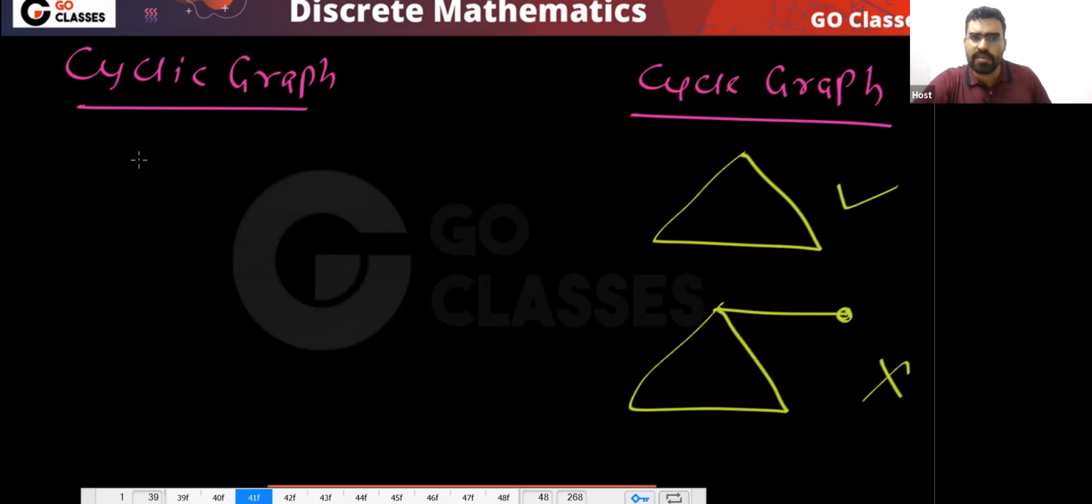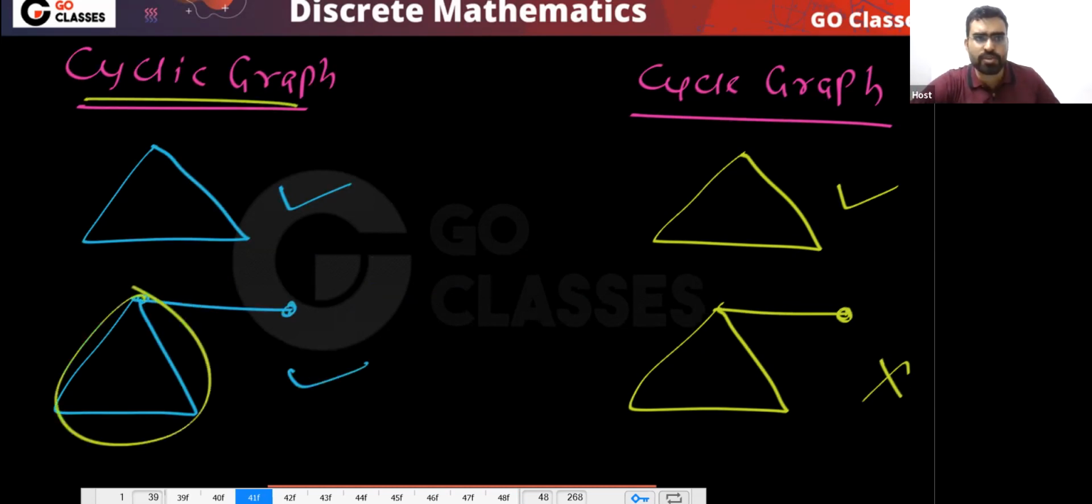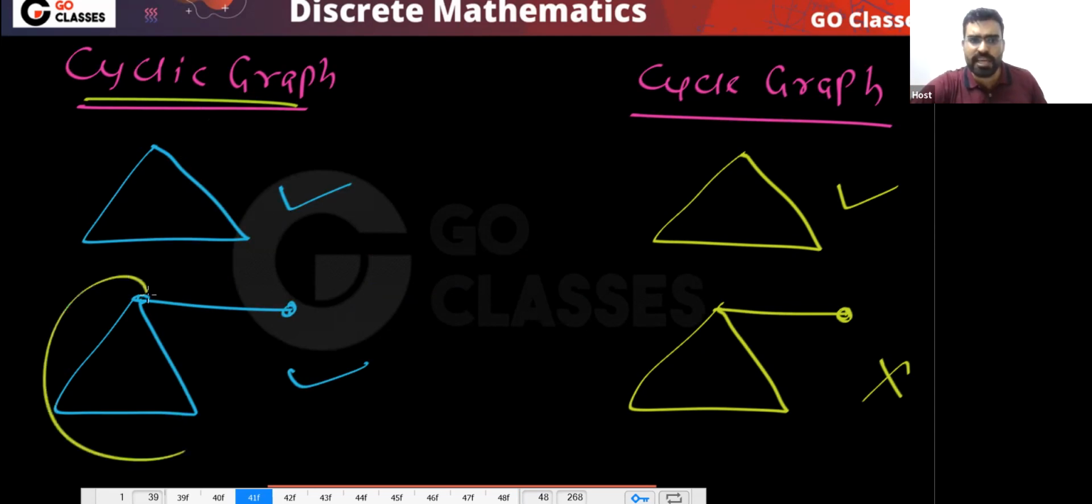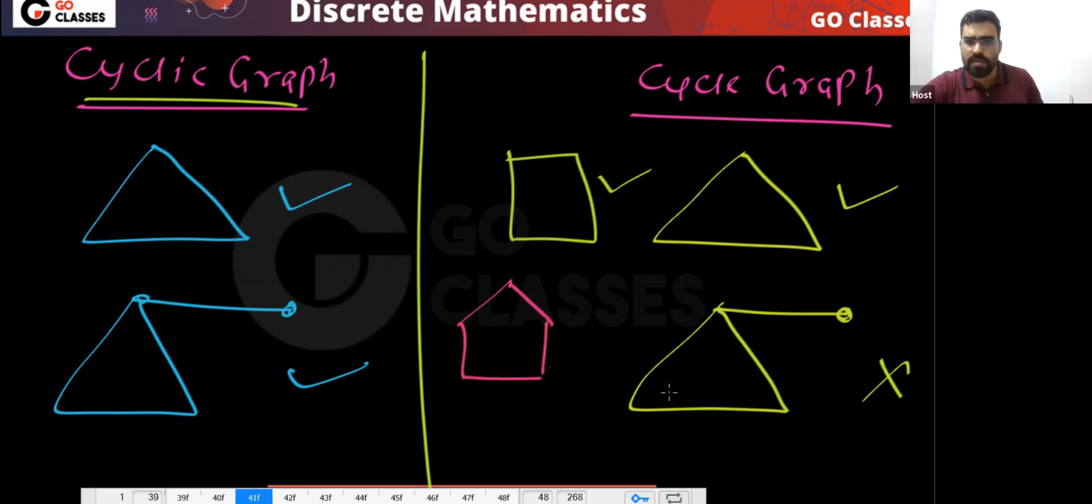But what is a cyclic graph? This is also a cyclic graph, and this is also a cyclic graph. So a cyclic graph means a graph which contains a cycle, at least one cycle. And a cycle graph you already know: this is your C3, this is your C4, and so on. So these are the cycle graphs. But this is not a cycle graph. Is this clear?